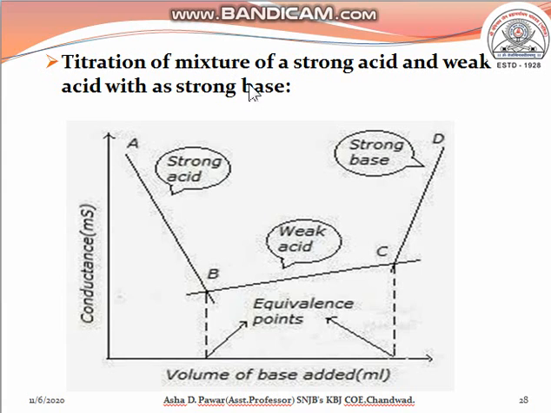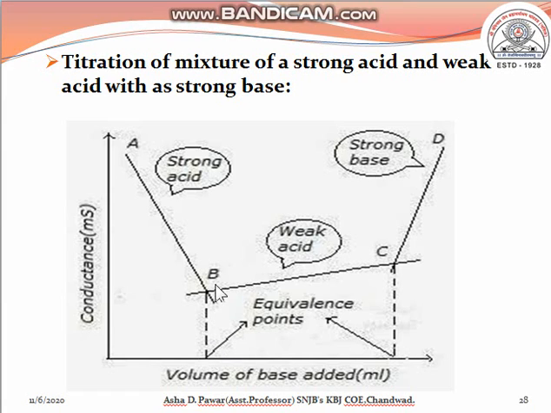You know that if we take the strong acid and titrate with the strong base, at the initial stage conductance is maximum because HCl is completely ionized and the mobility of the H plus ion is higher. That's why the initial conductance is high, that is A. As NaOH is added, the salt of strong acid and strong base, NaCl, is formed; the higher mobility H plus is replaced by the lower mobility Na plus, and up to the end point conductance decreases. Once all HCl is converted into NaCl, we observe the end point or equivalent point.